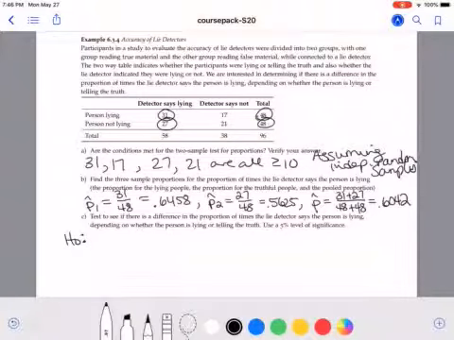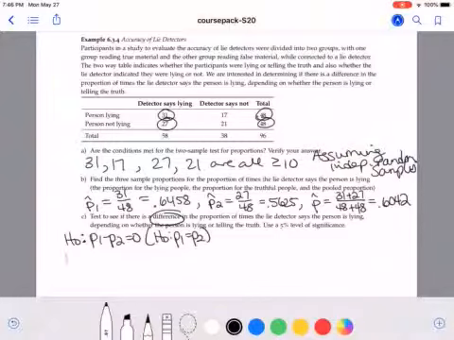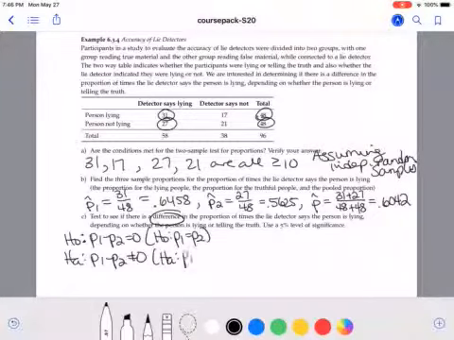So we want to test to see if there's a difference in the proportion of times the lie detector says the person's lying, depending on whether they're lying or telling the truth. So we're going to test if the difference in proportions is 0, or you can also write that as p1 equals p2. And we're just trying to see if there's a difference. So our alternative hypothesis will be not equal to 0 or p1 not equal p2. So this is a two-tailed test.